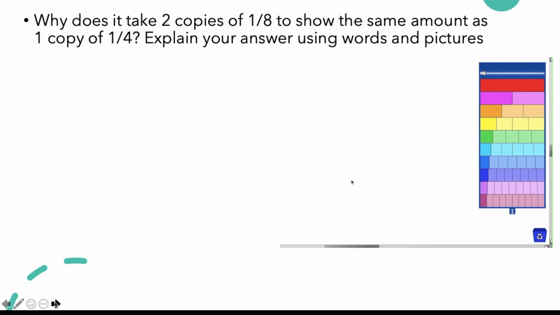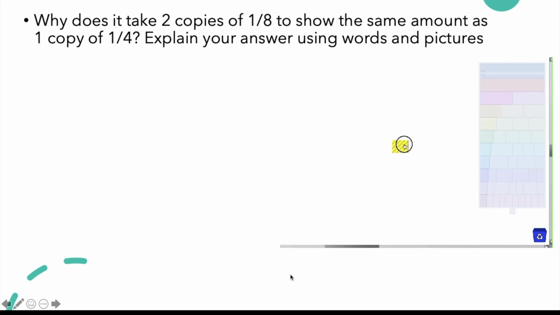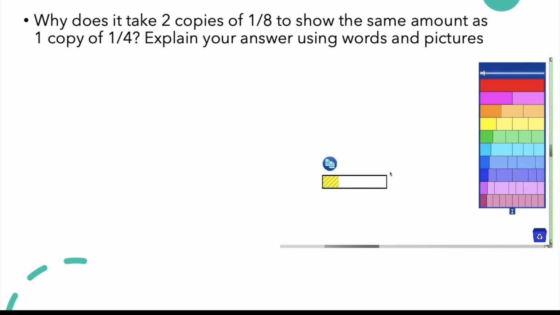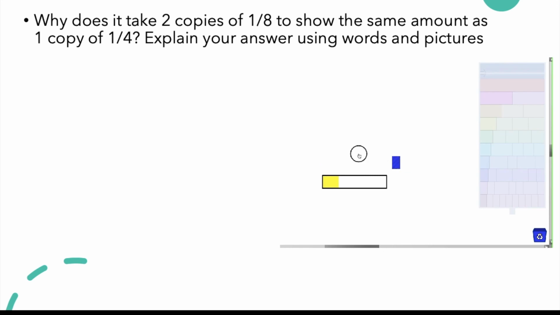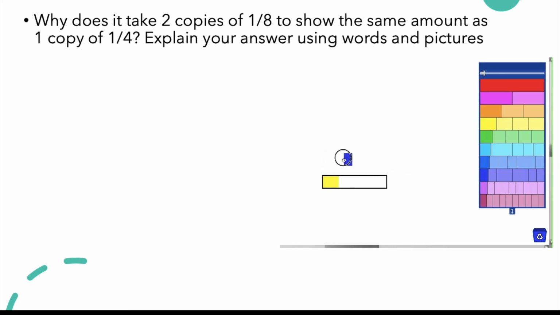All right, why does it take 2 copies of 1/8 to show the same amount as 1 copy of 1/4? First, let me pull out my 1/4 piece, and you should be drawing 2 equal fraction strips. Cut 1 into fourths and shade 1/4. Now let's get our eighths. 1, 2, 3, 4, 5, 6, 7, 8. Remember to line them up because we can't compare if it's like that, can we?